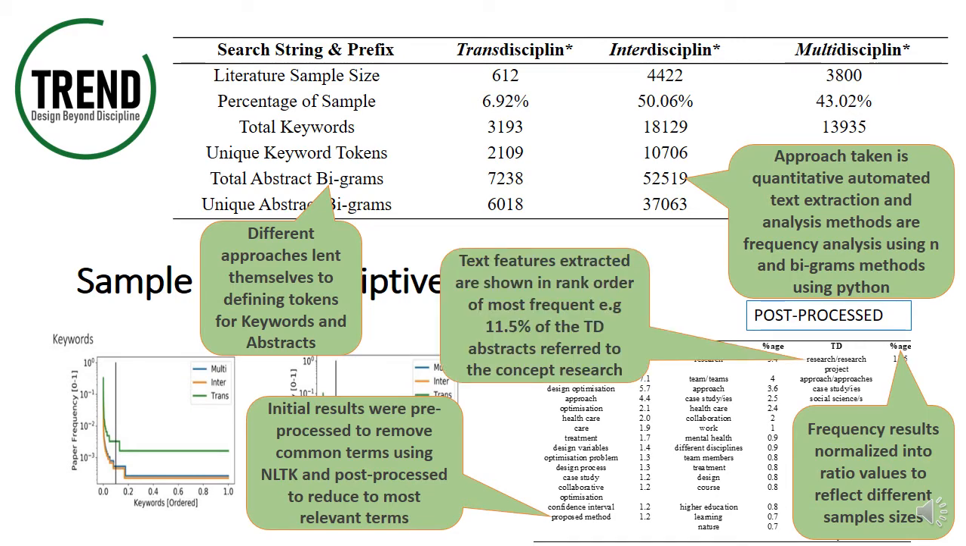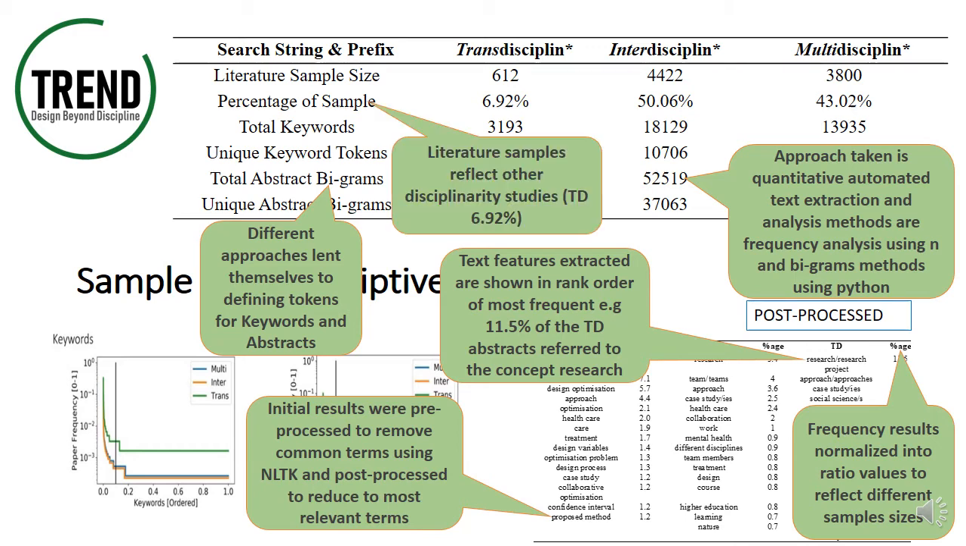Manual post-processing of the results removed misleading terms, standardised singular or plural forms, and merged synonyms, nouns, gerunds, abbreviations and acronyms, reducing to those concepts that are most relevant. Reassuringly of note, the literature sample sizes reflect other disciplinarity studies. For example, the proportion of transdisciplinary work is 6.92 versus 6% in other studies.